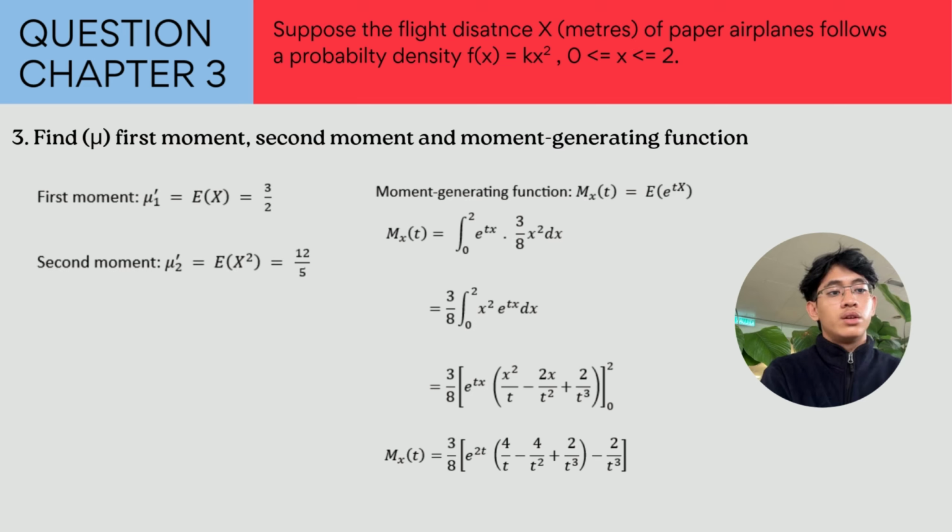And finally, for the moment generating function, which is as shown, we pull out the constant and integrate x squared e to the power of tx. After evaluating the expression from 0 to 2, we get M_X(t) equals 3 over 8 times e to the power of 2t times (4 over t minus 4 over t squared plus 2 over t cubed) minus 2 over t cubed. So, this slide summarizes the first moment, the second moment, and the final form of the MGF for this probability distribution.